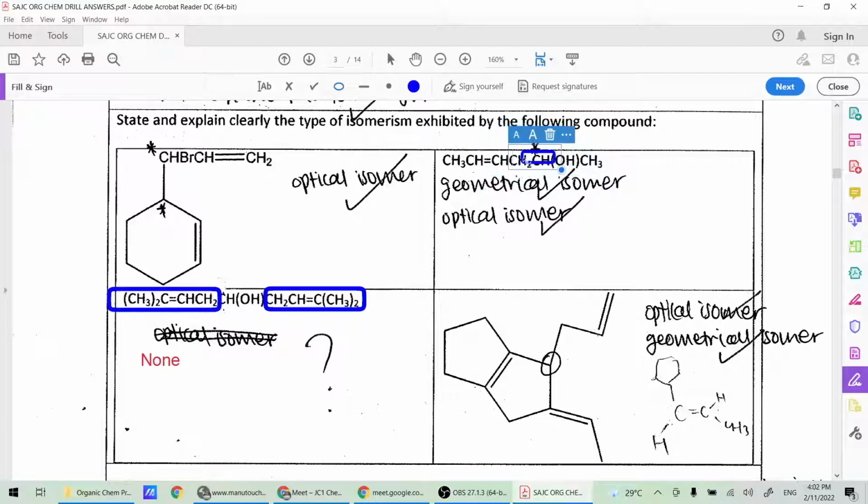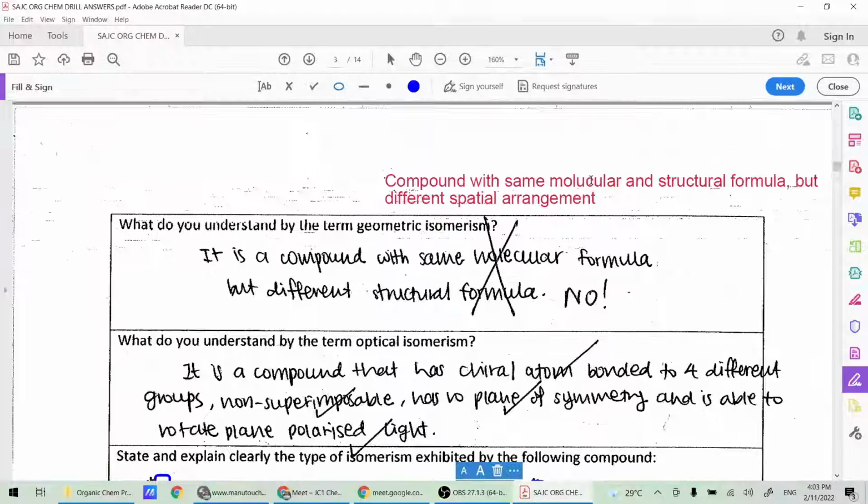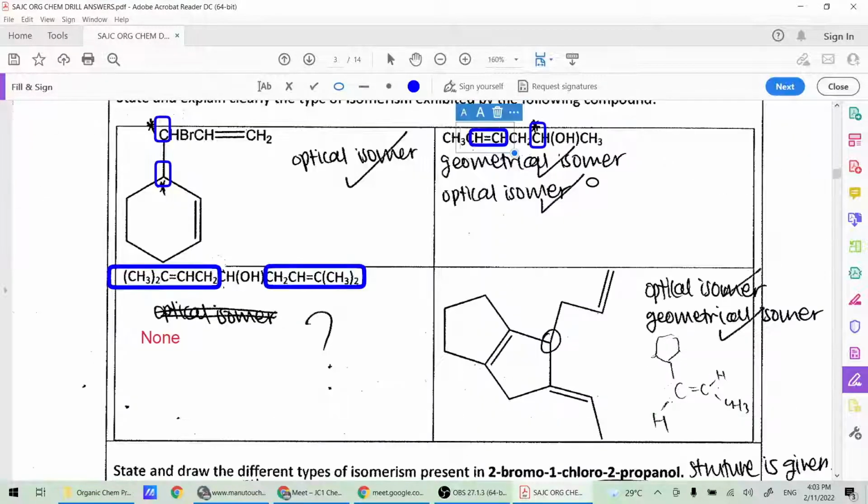Now this one over here has a chiral carbon, hence it gives rise to optical isomerism. Look at this carbon with the asterisk; that's where the chiral carbon is that will give rise to optical isomerism. And then there are these two carbons over here. This one will have cis-trans isomerism.